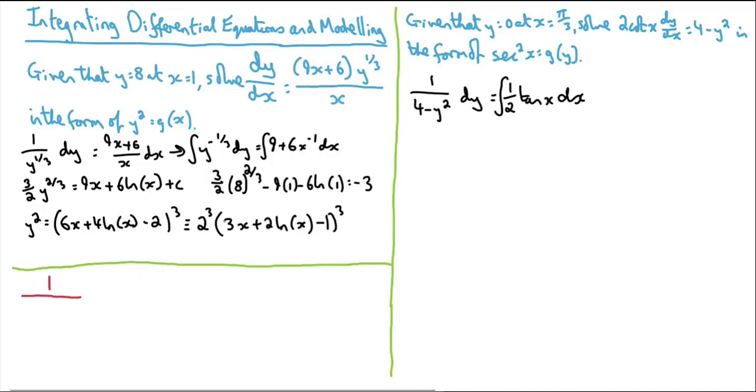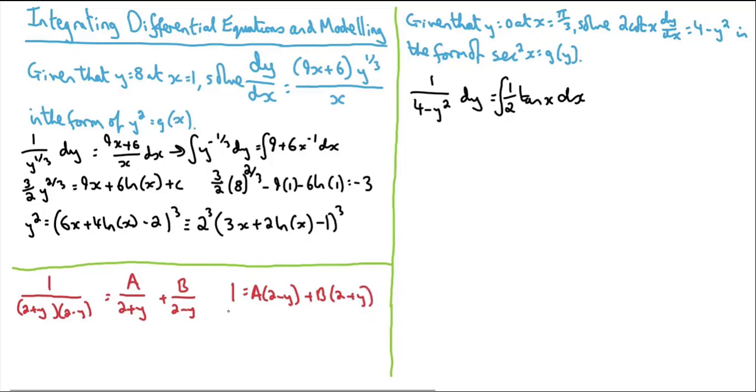Because this is the difference of 2 squares, we can say that will be 2 plus y and 2 minus y. Therefore, this will equal a over the first bracket, your 2 plus y, plus b over the second bracket, the 2 minus y. Timesing up by both of those brackets, you're left with just 1 on the left-hand side, and then a is left being times by the 2 minus y, and the b is left being times by the 2 plus y.